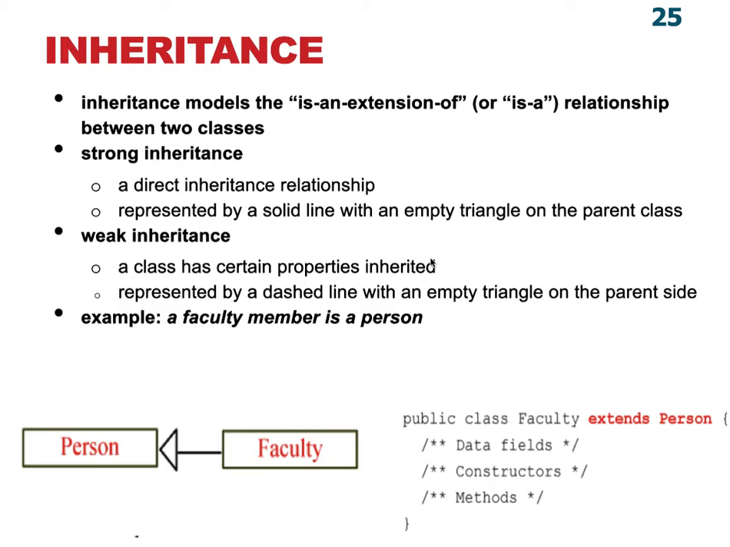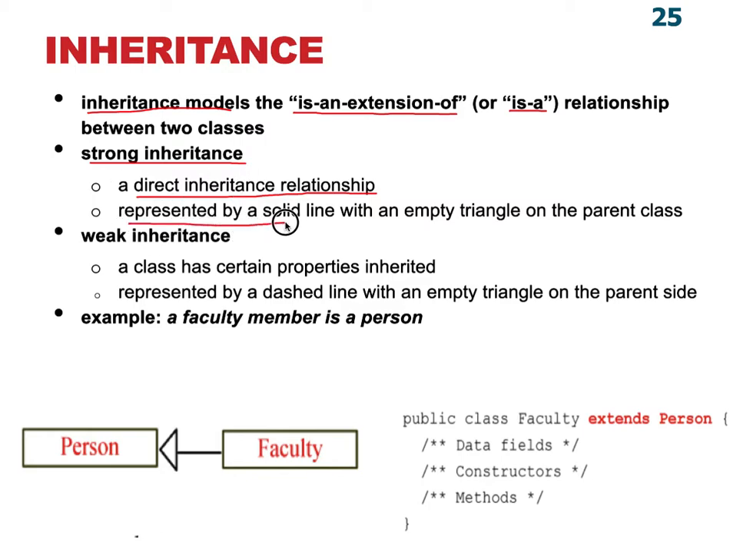So one of the relationships is inheritance. Inheritance models an "is an extension of," or for short, "is a" relationship between two classes. A strong inheritance is a direct inheritance relationship. That is, if you have a superclass and subclass relationship, that is called a strong inheritance, a direct inheritance relationship.